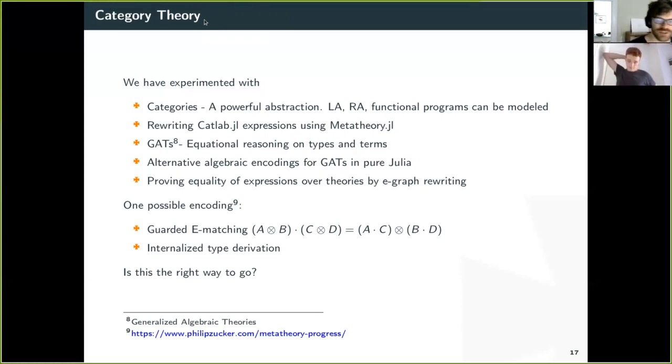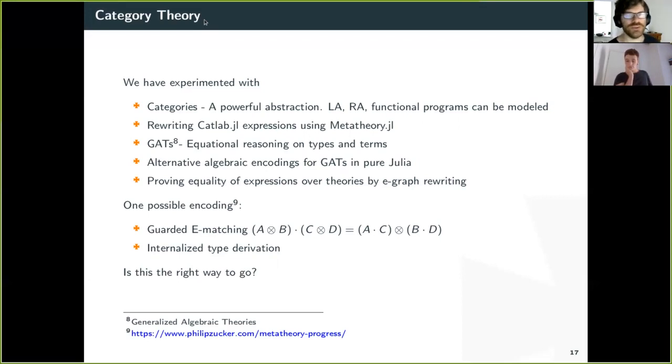Now, Catlab is based around the logical framework called generalized algebraic theories, which presents a little bit of difficulty in how you encode them to an E-graph. What makes them a little bit different from algebraic expressions you might be used to is that there's both equational reasoning happening on types and terms. And that's useful in a category theory context because there are interesting equations that apply to objects, which are part of the types of morphisms.